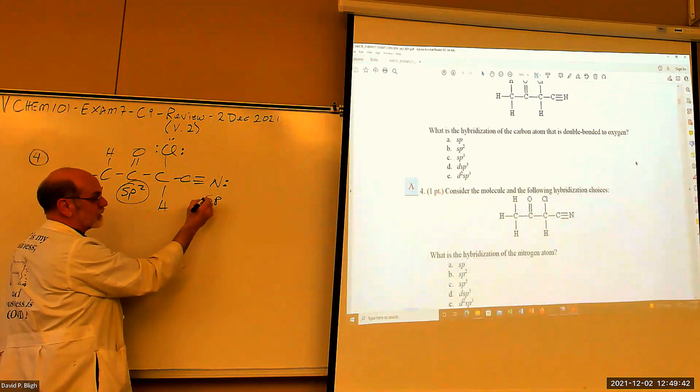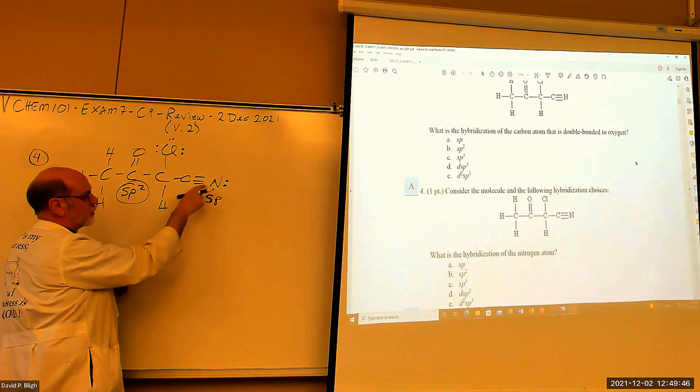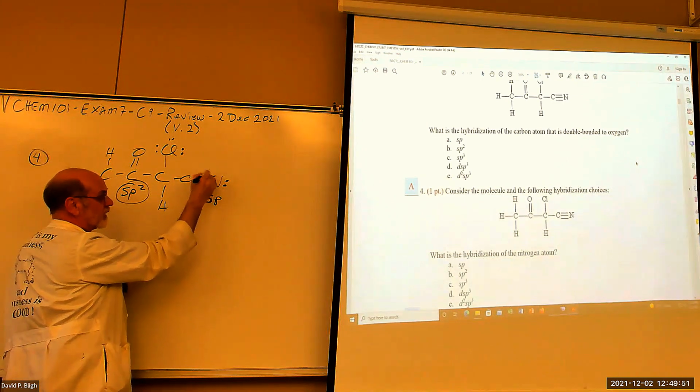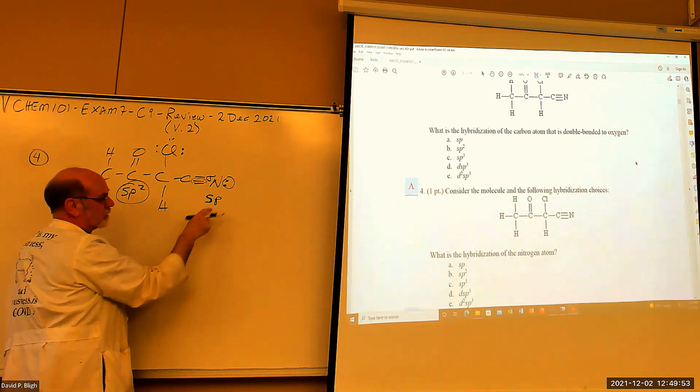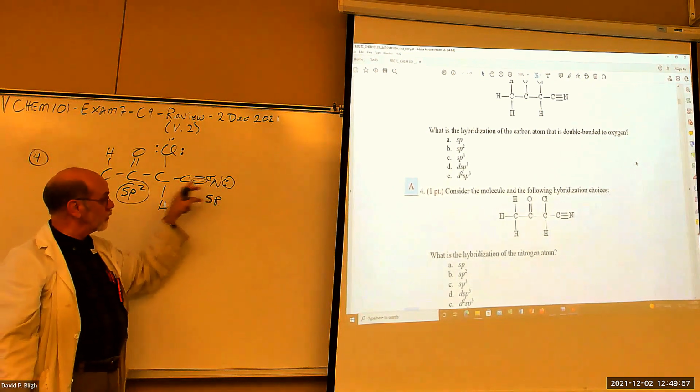It only needs 2 symmetrical orbitals to work for this bond right here. That's sigma, and this lone pair. That's why you need 2, that sp hybridized, to give you 2 equivalent orbitals.